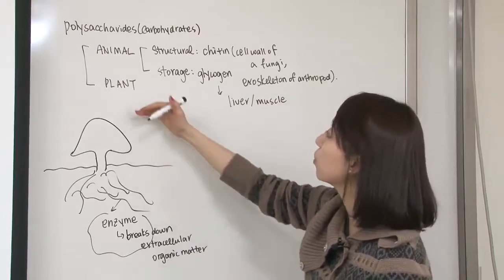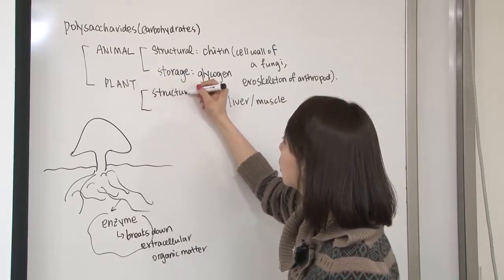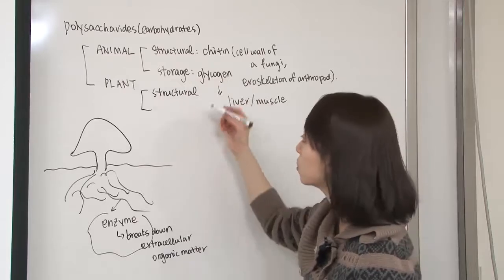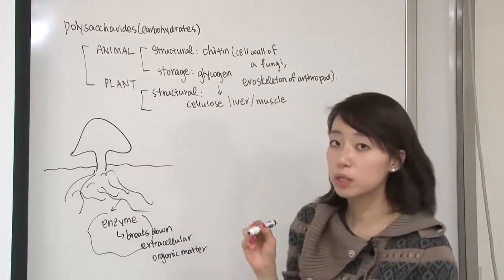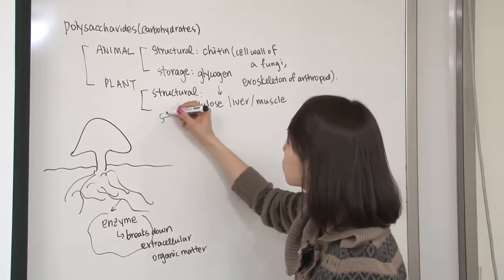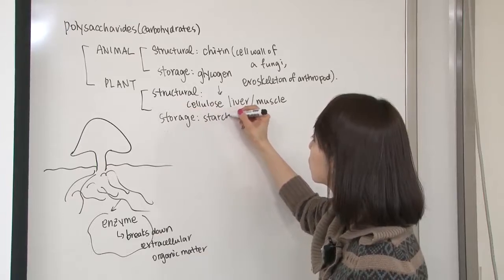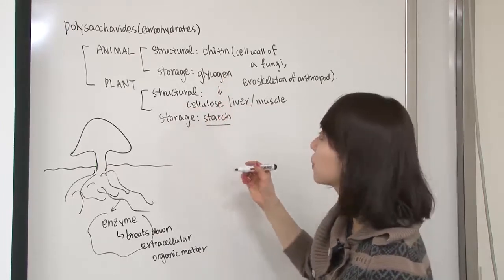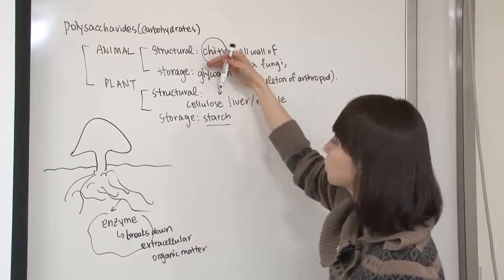Also, the structural plant polysaccharide was cellulose, right? Cellulose was the cell wall component of the plant. Also, we had a storage polysaccharide for plants that was called starch. Do you remember all of this? So these were the polysaccharides, and out of that we talked about this one just now.